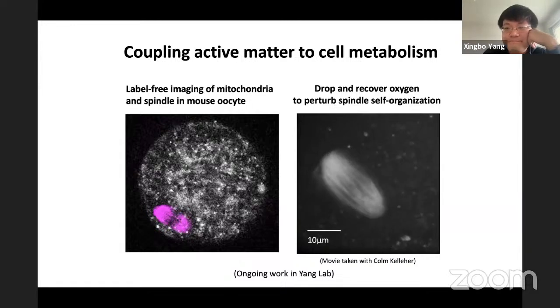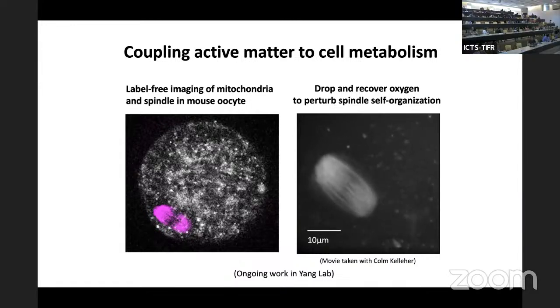I have a small question. You said that all the active processes in the cell would get affected when you decrease the oxygen, because the mitochondria is not producing energy anymore. But what about the passive processes which just rely on thermal energy? Since the mitochondria is not producing enough energy, it's not convecting enough energy in the cytoplasm. So do you expect some temperature change as well?